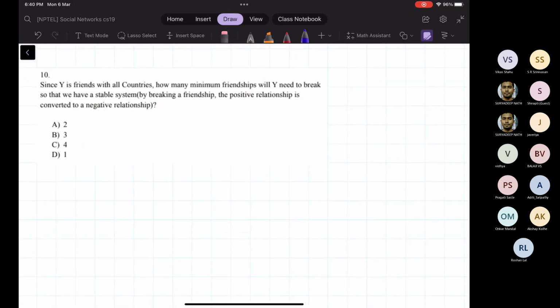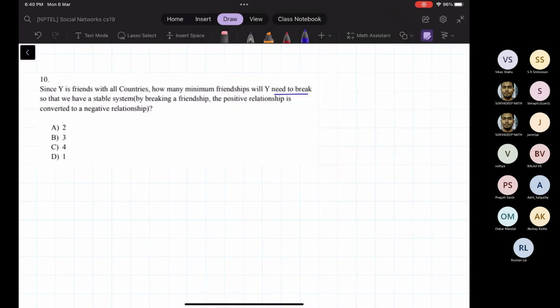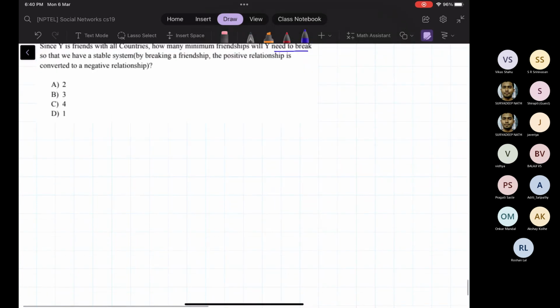Coming to question 10, again it's connected to 8 and 9. Since Y is friends with all countries, how many friendships will Y need to break? We'll have to check how many friendships Y needs to break so that a stable system is achieved. By breaking a friendship, it is meant that a positive is turned to a negative, or a negative to a positive. So let us check the network once again.